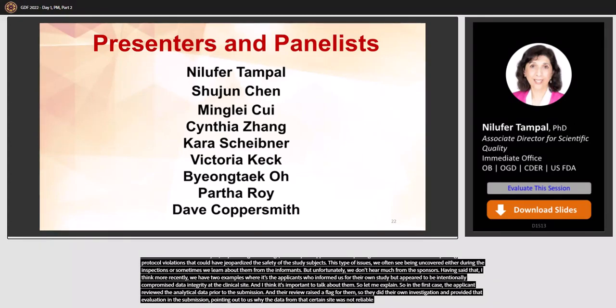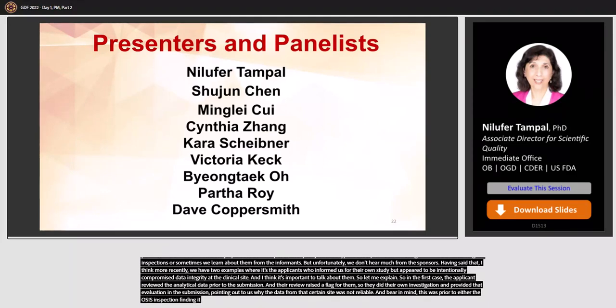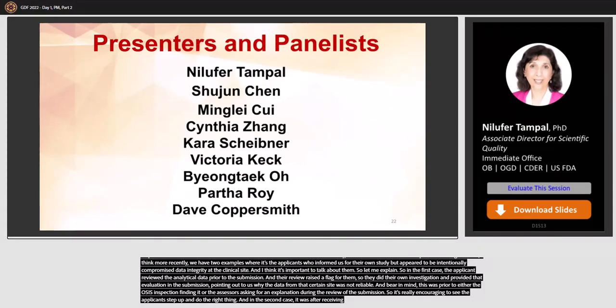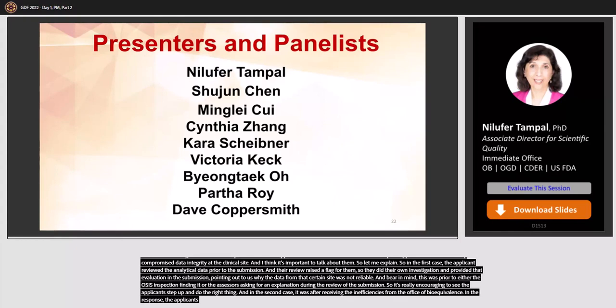And bear in mind, this is prior to either the OSIS inspection finding it or the assessors asking for an explanation during the review of the submission. So it's really encouraging to see the applicants step up and do the right thing. And in the second case, it was after receiving the deficiencies from the Office of Bioequivalence. In their response, the applicants indicated that they investigated the issue and they found integrity of the study conduct at the clinical site had been compromised. And they informed us that the data were not reliable.